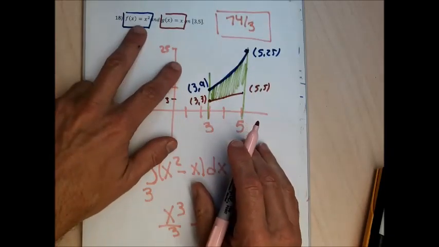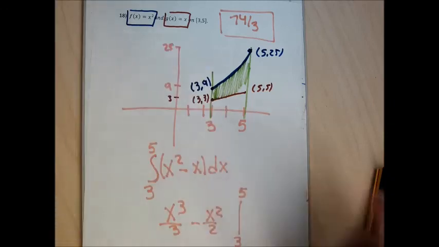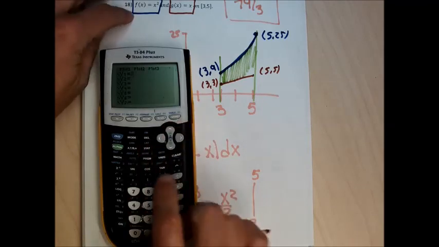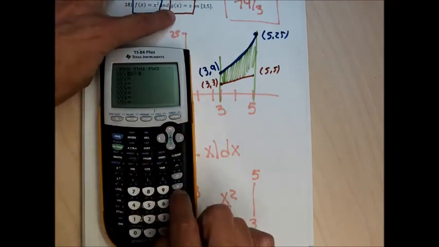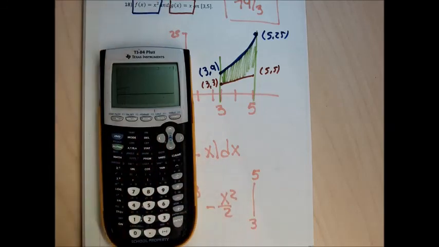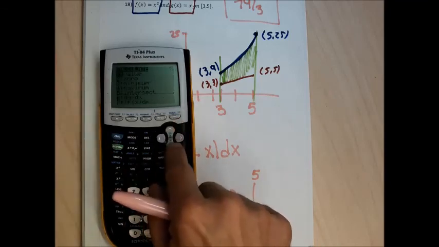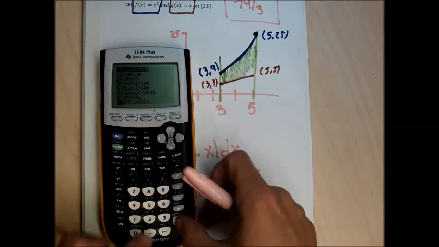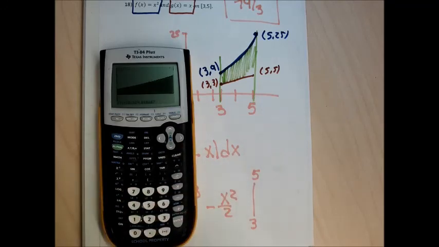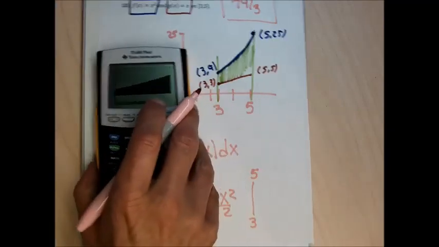I'm going to check this on my calculator. My calculator can give me this 24.6 repeating. To check this on my calculator, I go y equals, I enter the blue function, x squared, minus the red function, x, and then graph it, do second calc, integral, lower limit 3, upper limit 5. And when I do this on my calculator, I get 24.6 repeating, which is what I thought it should be.